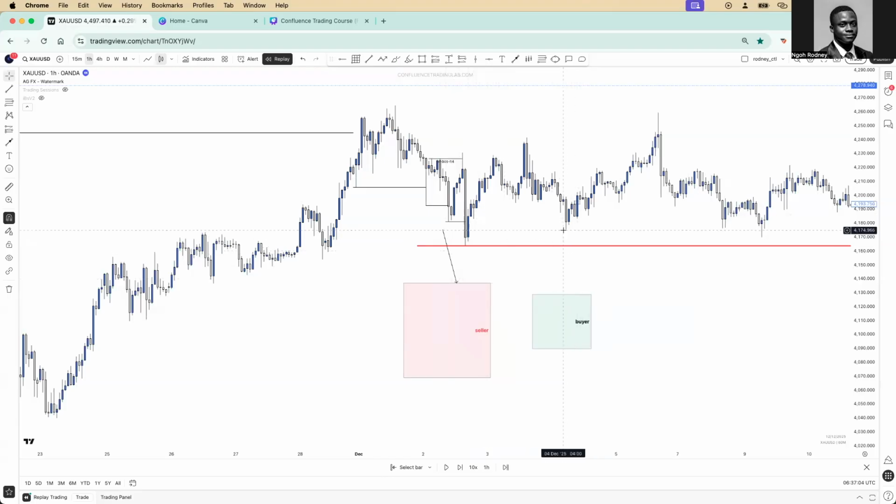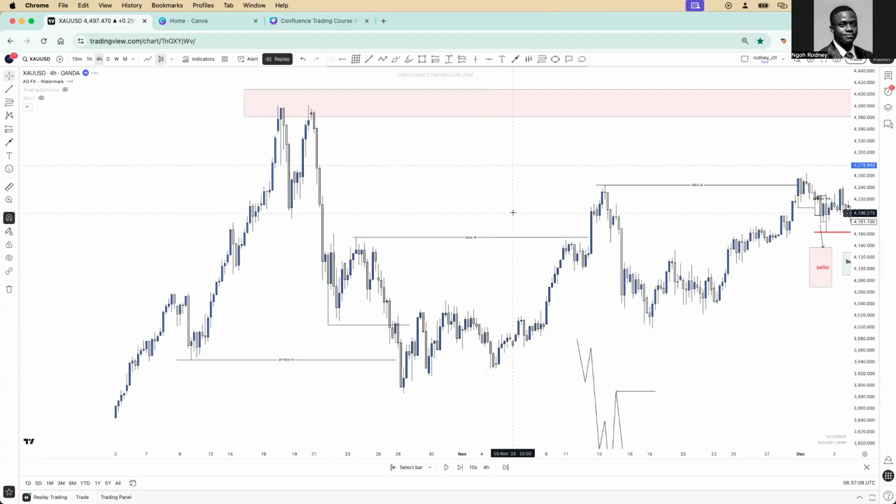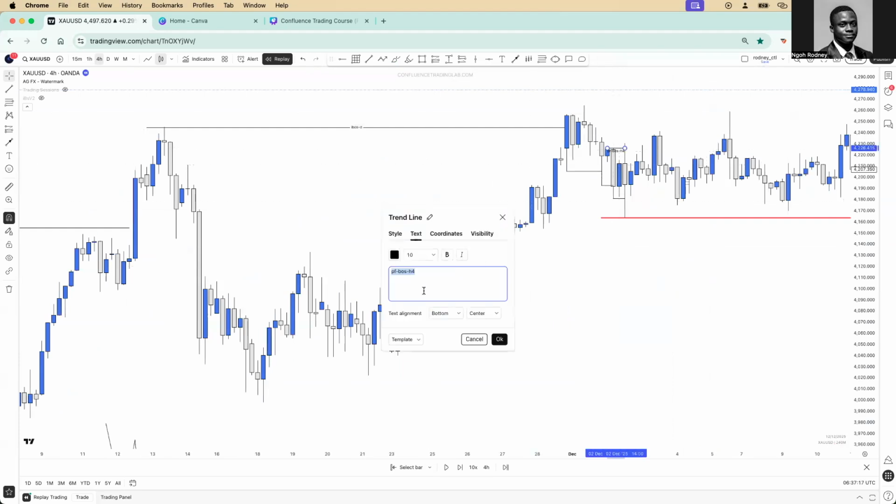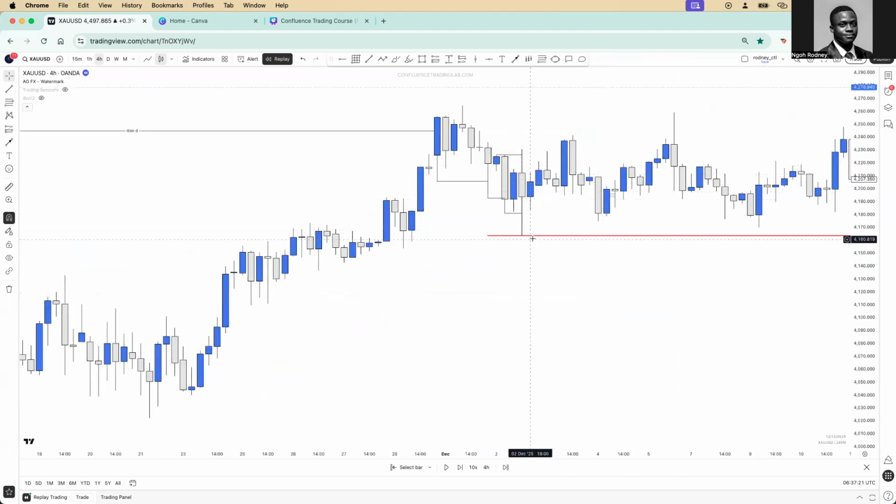Now, this thing happens very often. If you're looking at your chart, you see that this happens a lot, and you can actually make a lot of money from this kind of move because they're usually very big moves and they happen very quickly. Now, let us try to move on to see how it's going.